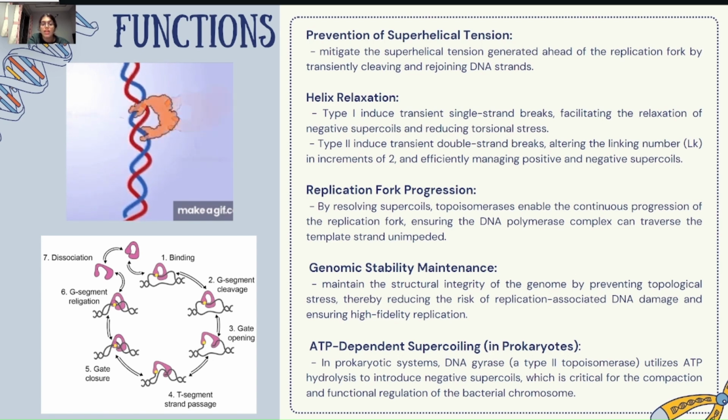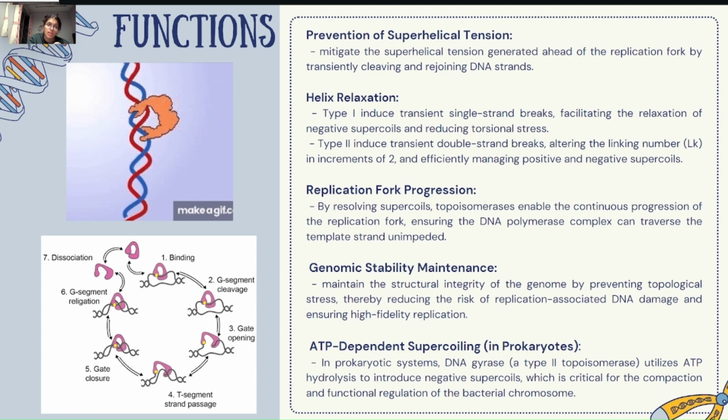Helix relaxation. The type 1 topoisomerase induces transient single strand breaks, facilitating relaxation of the negative supercoils and reducing the torsional stress, whereas the type 2 topoisomerase induces transient double strand breaks, altering the linking number in increments of 2 and efficiently managing the positive and the negative supercoils. It also helps in the progression of the replication fork by resolving supercoiling.